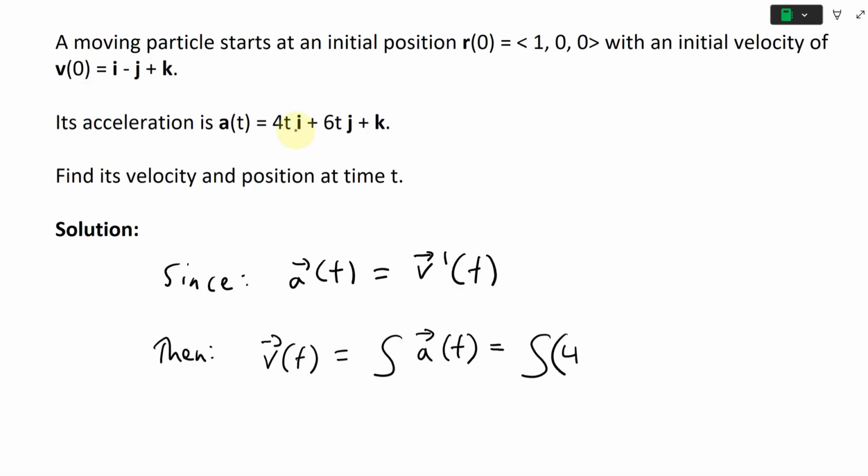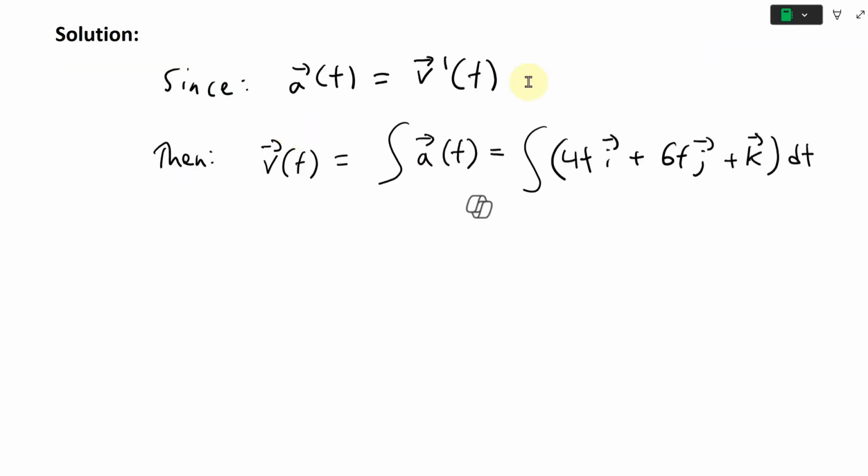So 4t i plus 6t j plus k, like that. And this is going to be dt, like that. All right, just fix that up.